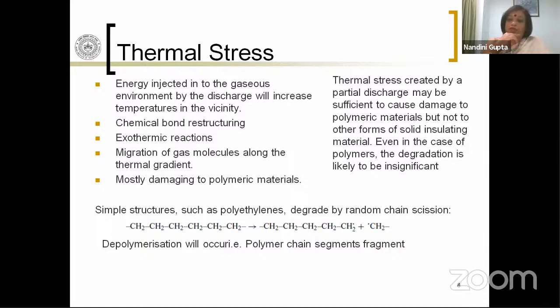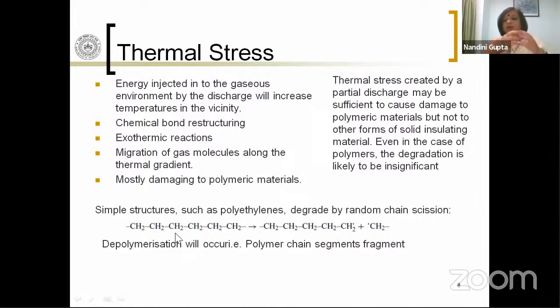Essentially, when we talk about thermal stress causing problems in solid dielectrics, we are talking about polymeric materials. Only in polymeric materials would thermal stresses be able to cause sufficient damage. In other kinds of materials, let's say ceramics, the amount of thermal energy you have is not going to really make any difference. So these are some of the chains that might be broken due to thermal energies, thermal stresses.